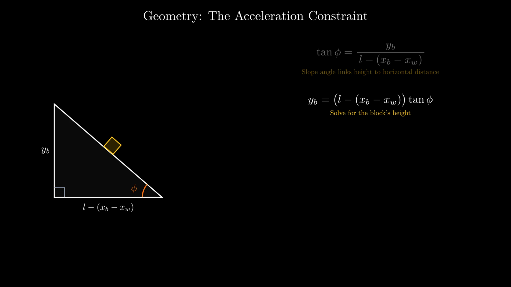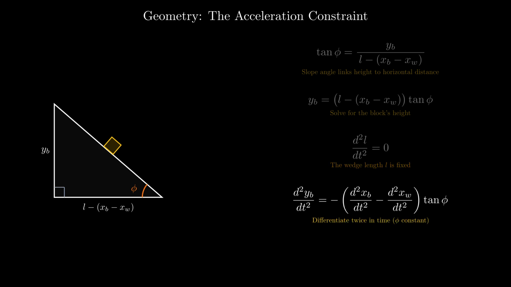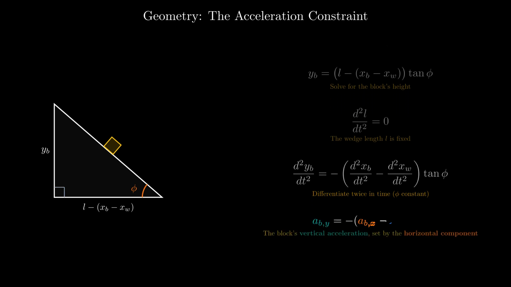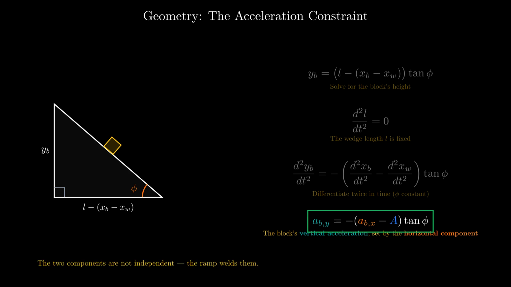Now differentiate twice in time. The wedge length is constant, so its second derivative is 0 and phi is a fixed angle. What survives is the acceleration constraint. The block's vertical acceleration, a sub by, equals minus the quantity a sub bx minus capital A, all times tangent of phi. The two components are not independent. The ramp welds them together.